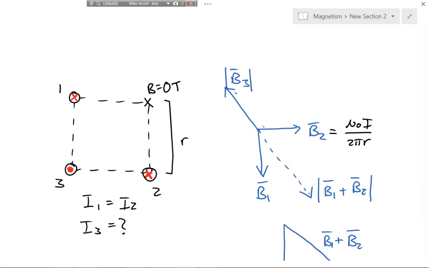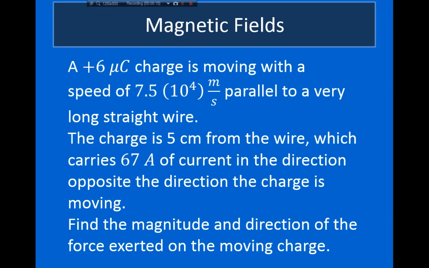So the second example says we have a 6 microcoulomb charge which is moving at a speed of 7.5 times 10 to the 4 meters per second in a direction that's parallel to a very long straight wire. The charge is 5 centimeters from the wire, and the wire carries a current of 67 amps in the direction that's opposite the direction that the charge is moving. The question asks us to find the direction and magnitude of the force that's exerted on this charged particle.